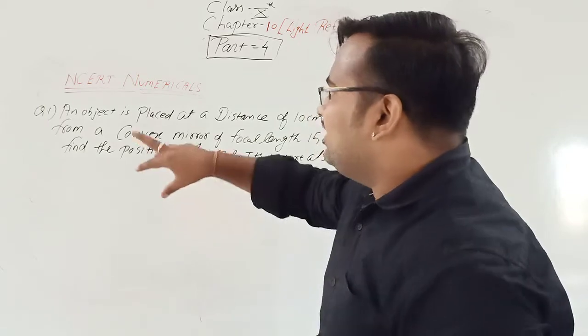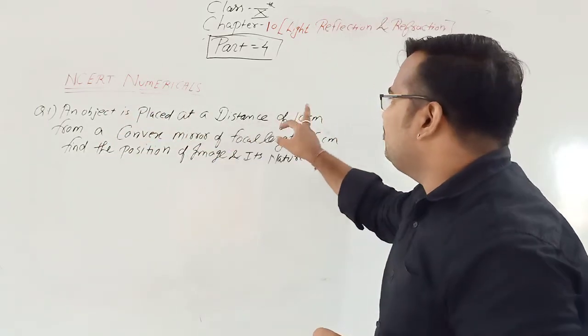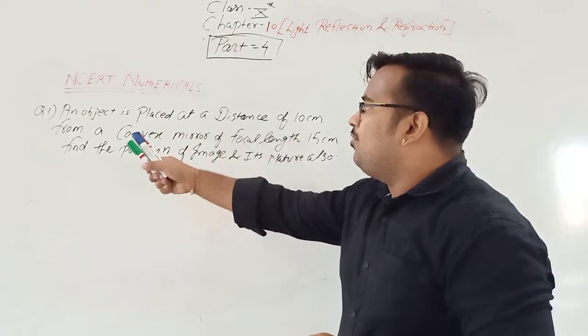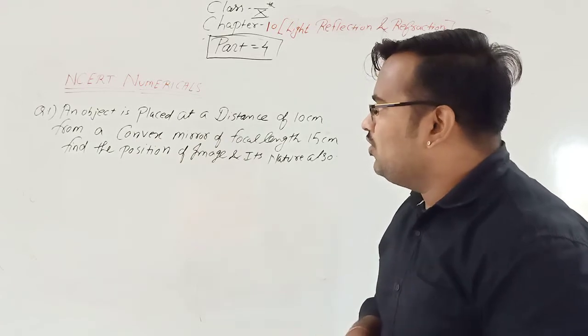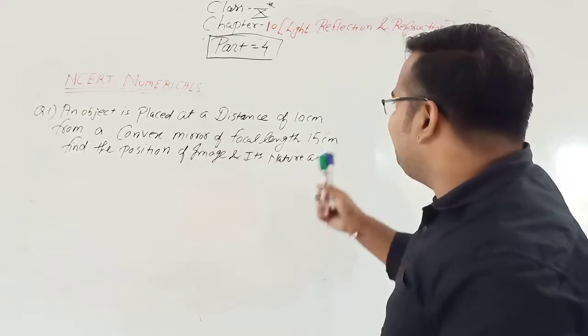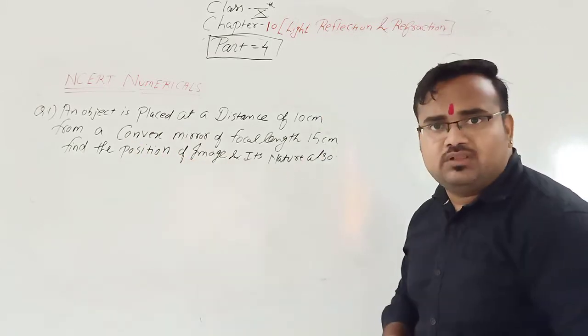Clear? So the first question in NCERT is given: an object is placed at a distance of 10 centimeter from a convex mirror of focal length 15 centimeter. Find the position of image and its nature also.